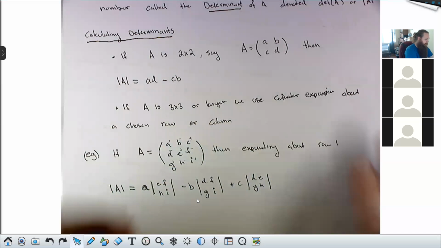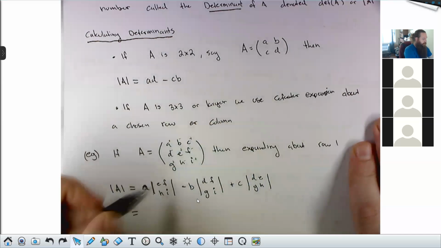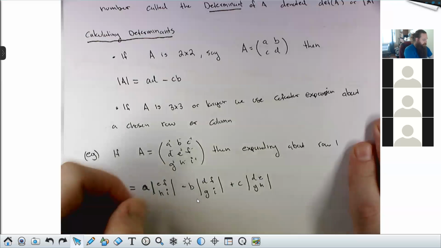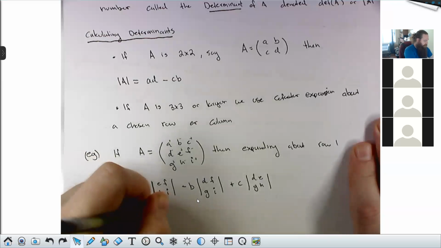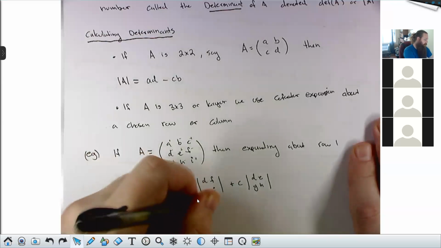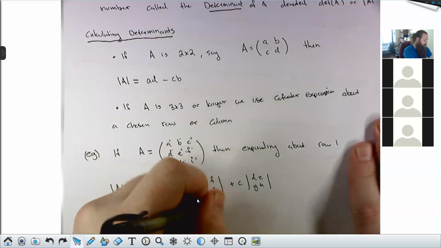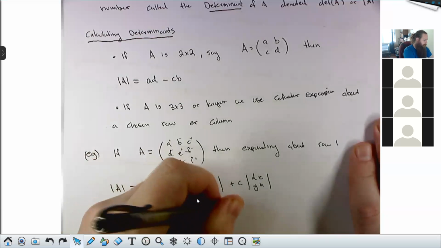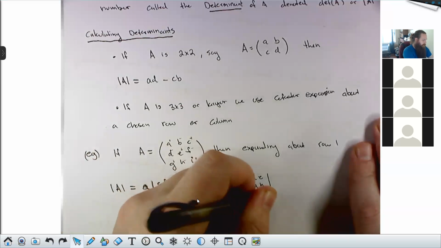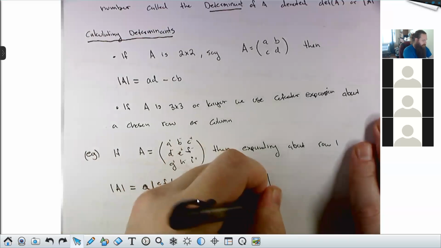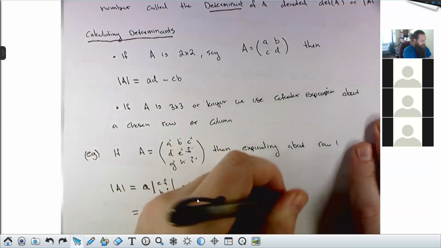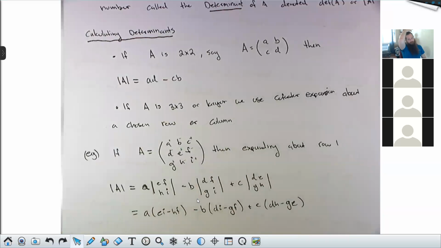So let me go ahead and finish this up. This guy would be EI minus HF. So this is A times (EI minus HF). And then I'd have minus B times (DI minus GF). And then plus C times (DH minus GE). And that would be my determinant.